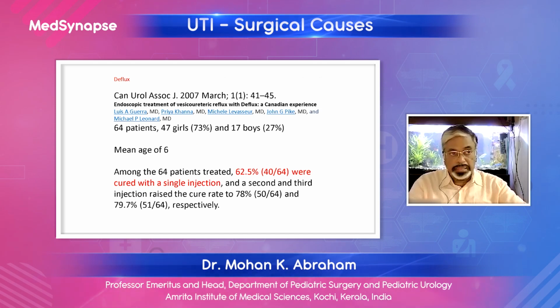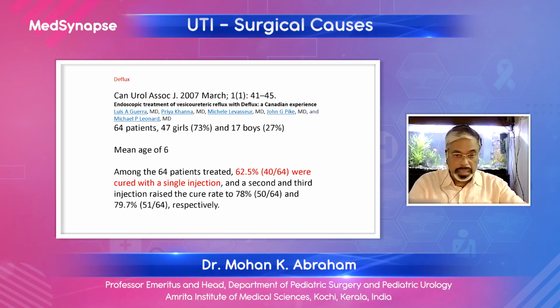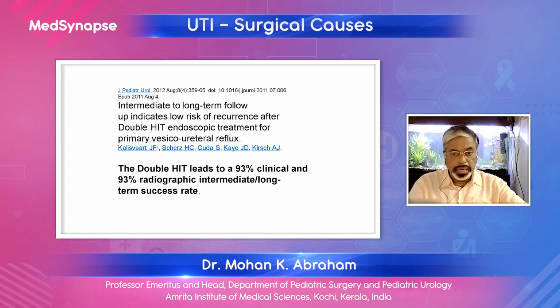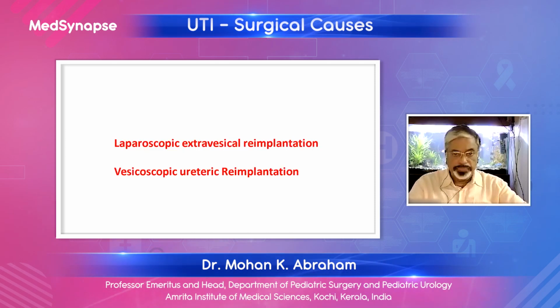The problem in India is the cost. It costs about 45,000 per ml. So if you want to do both sides, it is about 90,000 rupees with a 70% success rate. Some people say if you do a double HIT, where they inject into the ureter and outside the ureter, then you get 93%. But there are not many articles to substantiate this.